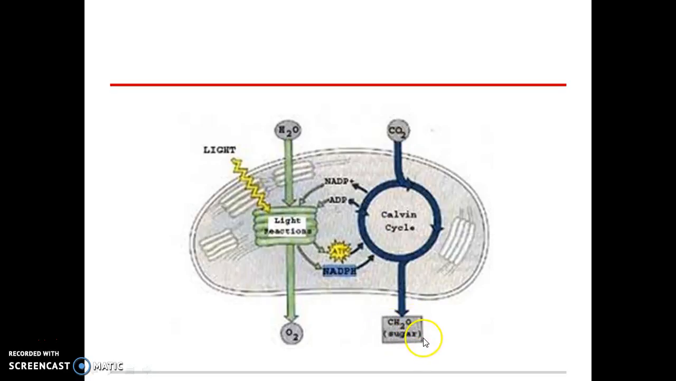So when I ask, where does most of the mass come from for a plant? This is the sugar that stays in the plant, and it's coming from the carbon dioxide. So carbon dioxide is the main ingredient for plant mass. And then O2 is just released out to the atmosphere. Okay? All right, and that is it. We're done.